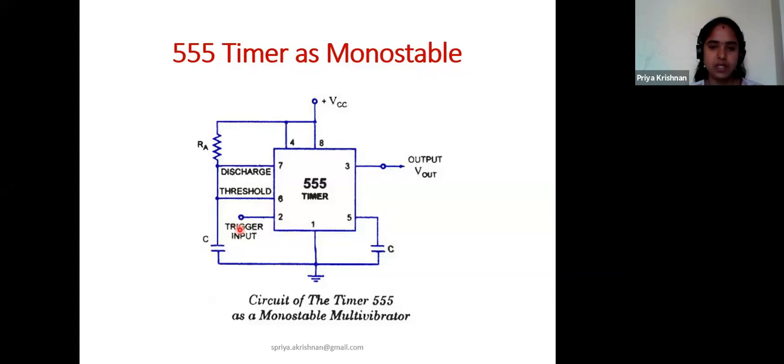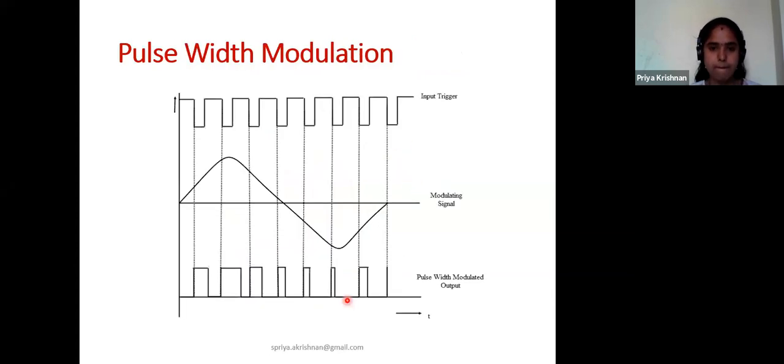When I apply the trigger, the output goes to 1. After a certain period, automatically the output goes to 0. Okay, next we will go to the application of pulse width modulator, an application of monostable multivibrator.